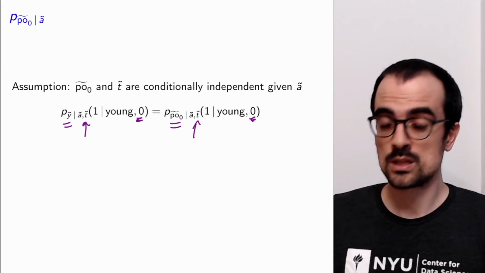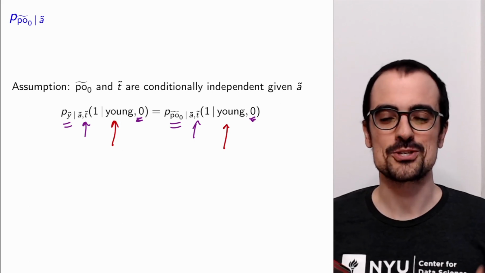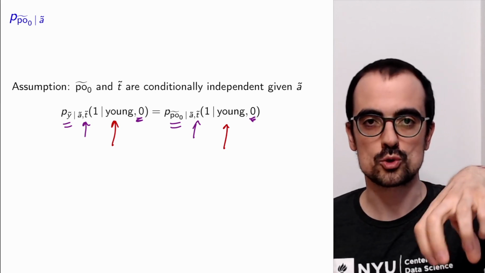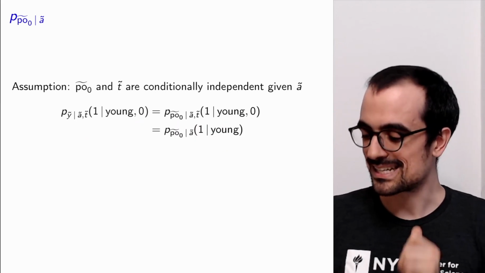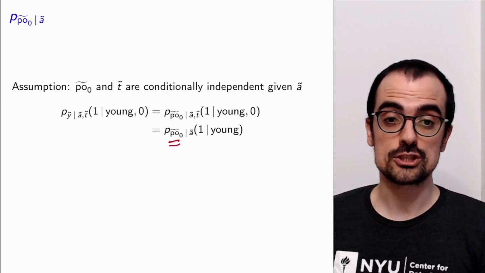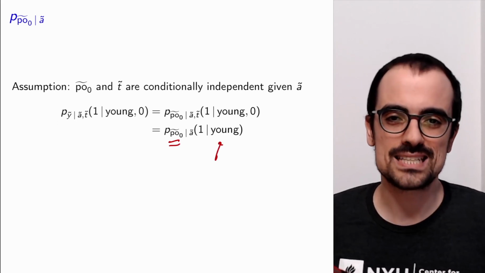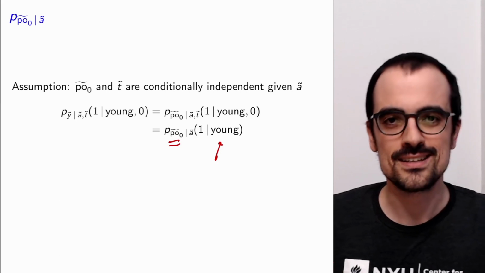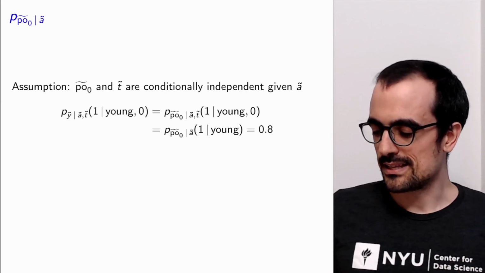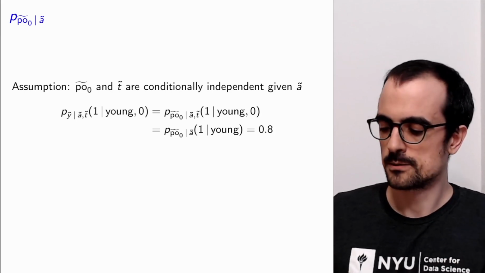assumption holds, because we're conditioning on young here, and the conditional independence assumption essentially captures the fact that there's no systematic difference between the treatment group and the control group among young people, then this is exactly equal to the probability that we want, which is the conditional probability of the potential outcome associated to no treatment conditioned on young. This is as if we were lucky and we have a randomized trial within the young people. This is what we're assuming. And that's 0.8, okay, 80%.